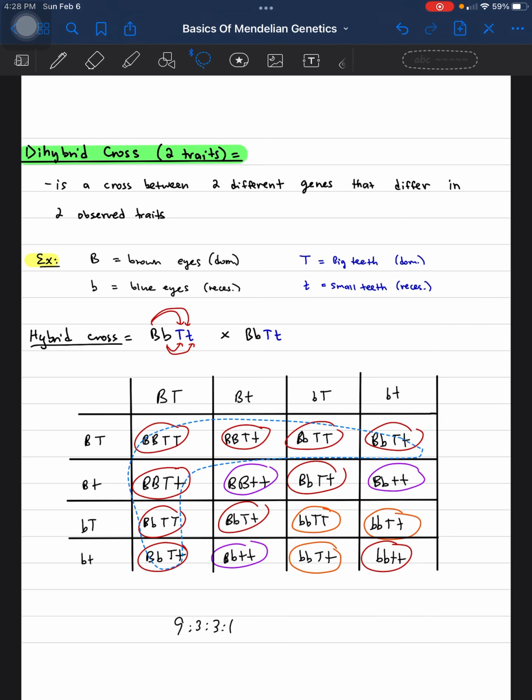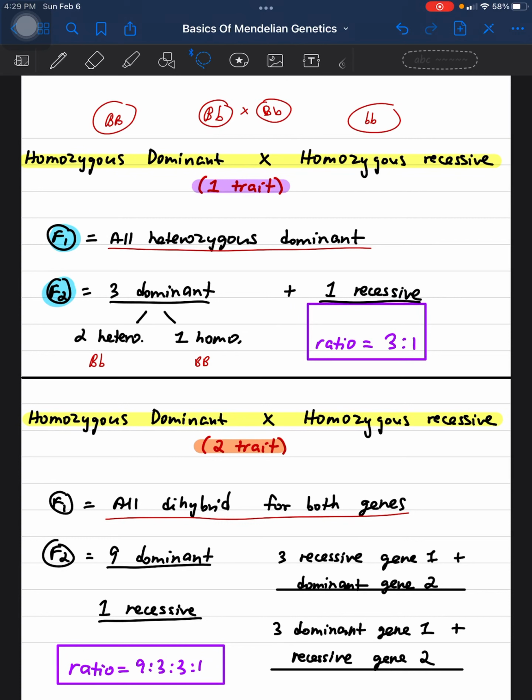9 of the offspring are dominant for both genes. Then we have 3 offspring that are dominant for one gene but recessive for the other. Then we have another 3 offspring that are dominant for the other gene and recessive for the first. And then we have only one double recessive offspring. So this is just a small summary of the general trends you're going to see when doing dihybrid and monohybrid crosses. It's recommended to memorize these ratios, so you don't have to do a whole dihybrid or monohybrid cross to find certain offspring, since you already know the ratio, so you'll know the actual genotypes as well.